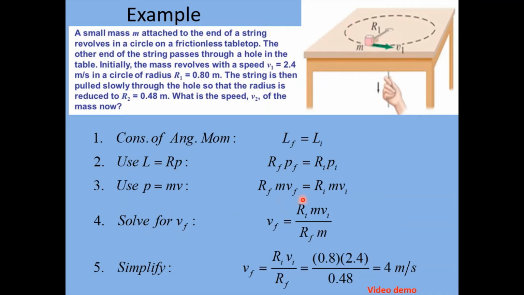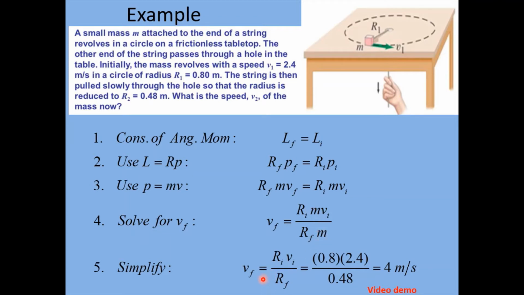So V final you can see is right here. We have to divide by all this stuff in front of it, the R final times M. So we get V final is R initial times mass times initial velocity divided by R final times mass. And notice the masses cancel. All right, we can cancel those out.